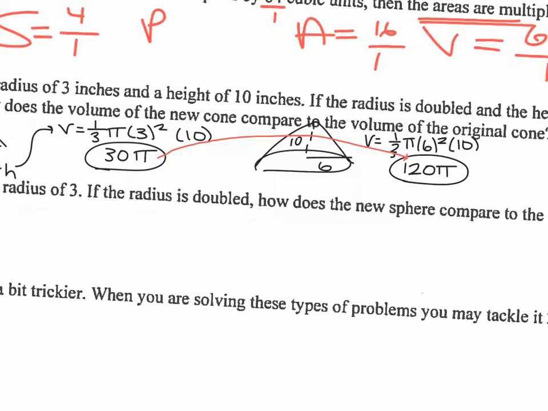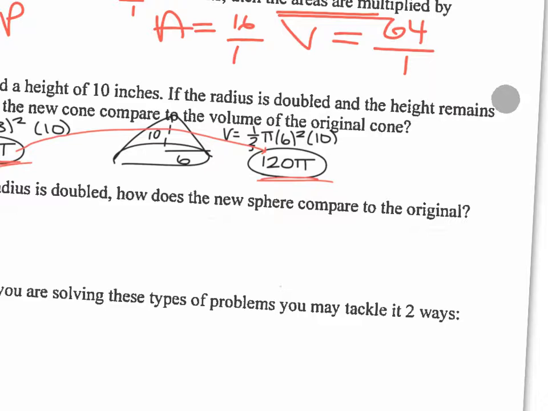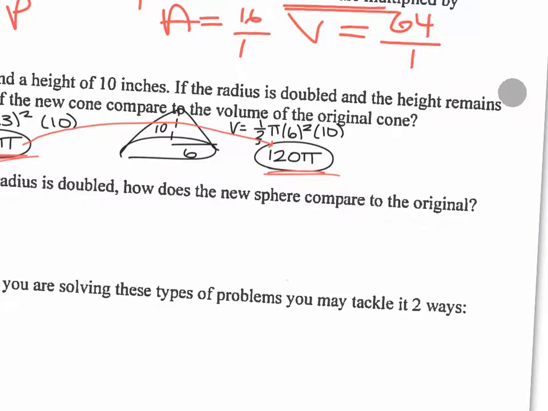How do you get from 30 pi to 120 pi? Well, if you can't see it, you just divide the big number by the little number, and that'll tell you. You'll get 4. It's being multiplied by 4. So volume is being multiplied by 4.